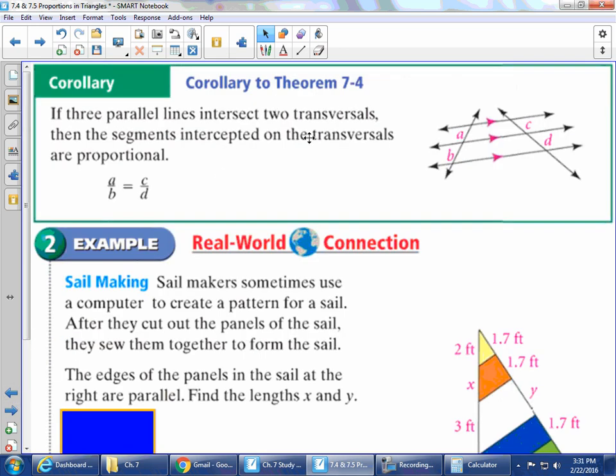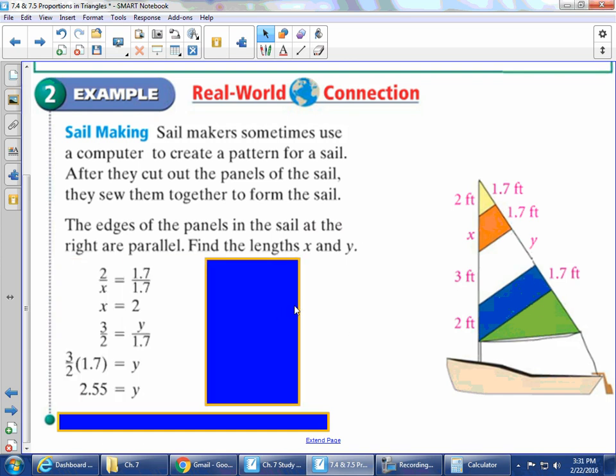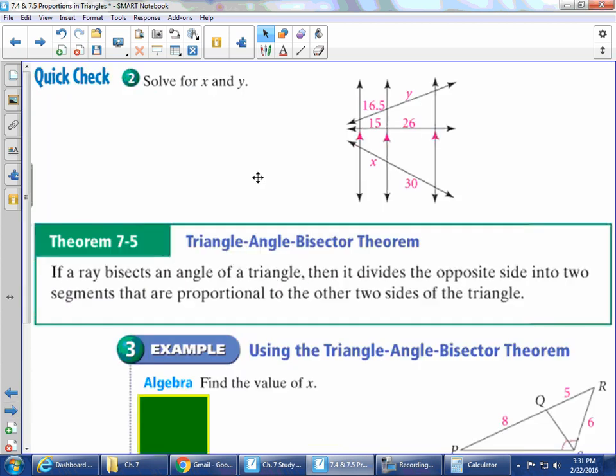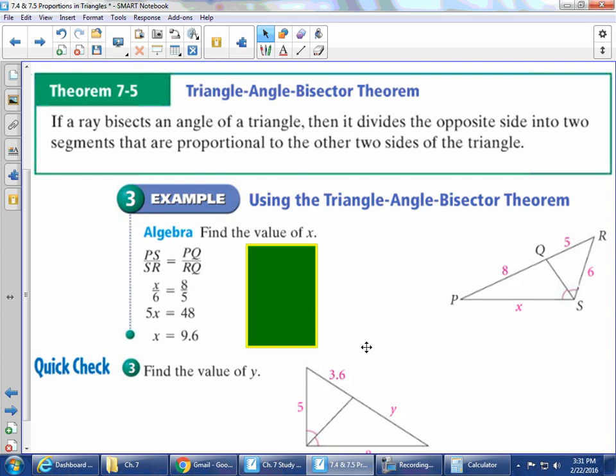Then you have a corollary which says when you have three parallel lines and some transversals, these proportions can happen. You see down in example 2 with the sail, that can happen. All these are parallel at the bottom, and you can create your proportions from that to solve. And then the last one's the triangle angle bisector theorem, which says if you have an angle bisector, it's going to cut the opposite side into proportional pieces, and there you have that.